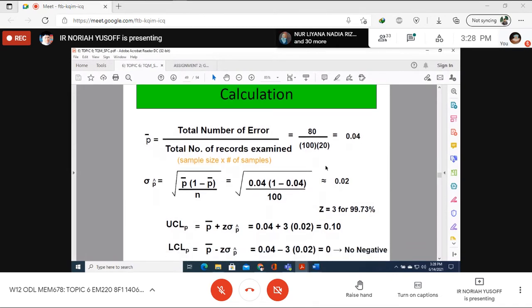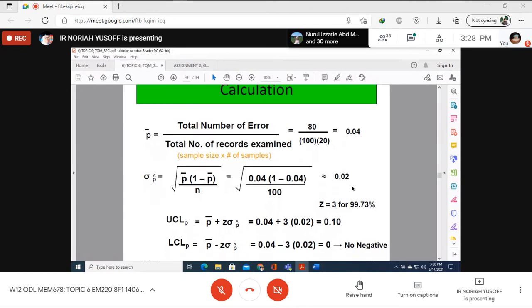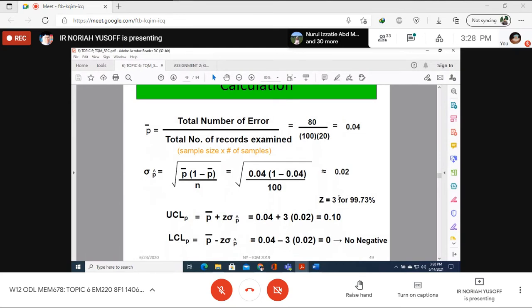Next, your task is to calculate the standard deviation of the fraction defectives. So substitute into this formula. The p-value you already got here, 0.04. So 1 minus 0.04, multiplied with 0.04, the p-value, divided by the sample size, and you take the square root. You get 0.02.